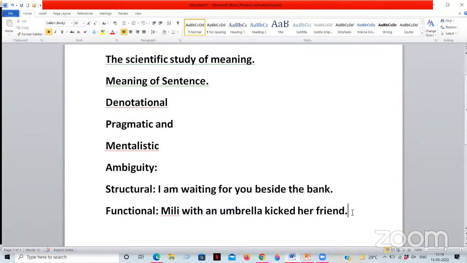Now we talked about the structural and functional ambiguities. In your book, you will find that structural ambiguity is there, and what is the difference between structural and functional? You've taken bank over there, and here it is umbrella. With the umbrella, you can kick, or no, one. Yes. The thing is that we can have two kinds of ambiguity. In one type of ambiguity, the structure. So I have put it in the wrong way. Okay, just a minute.